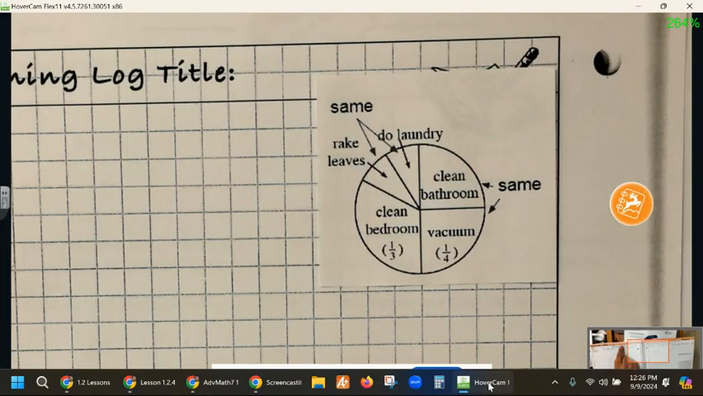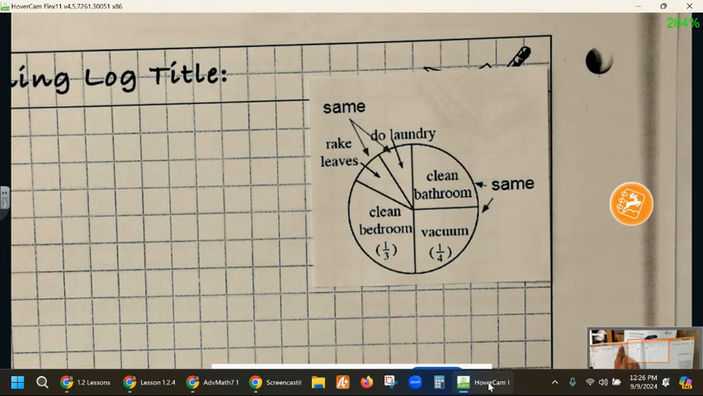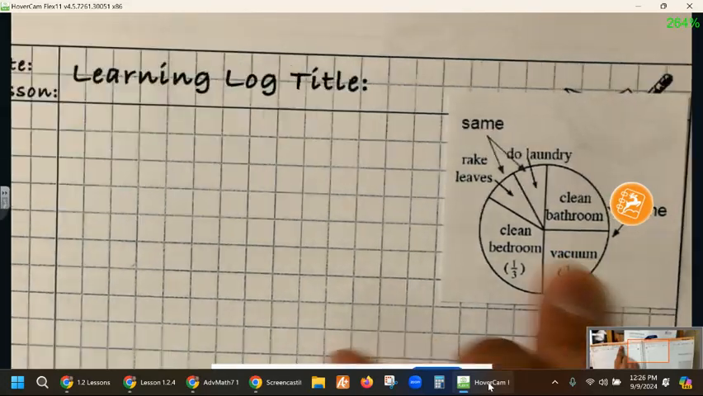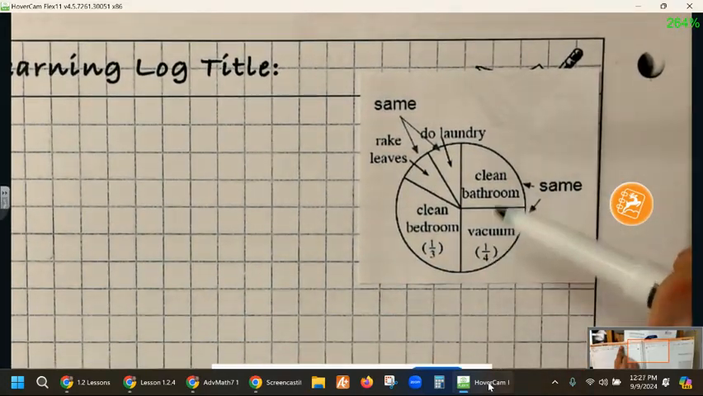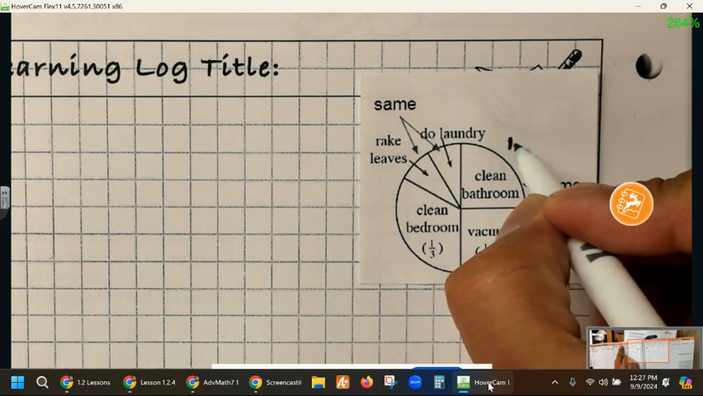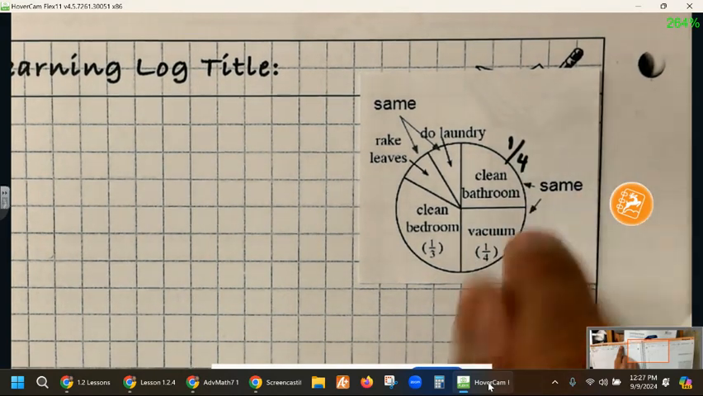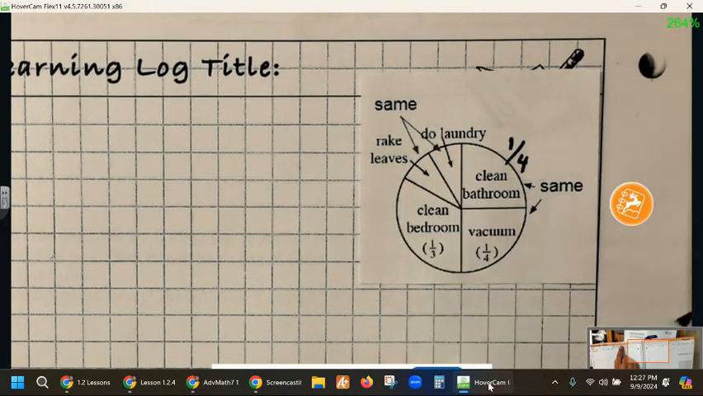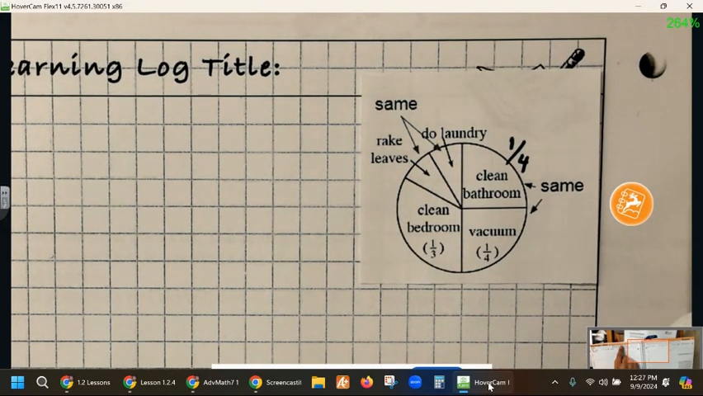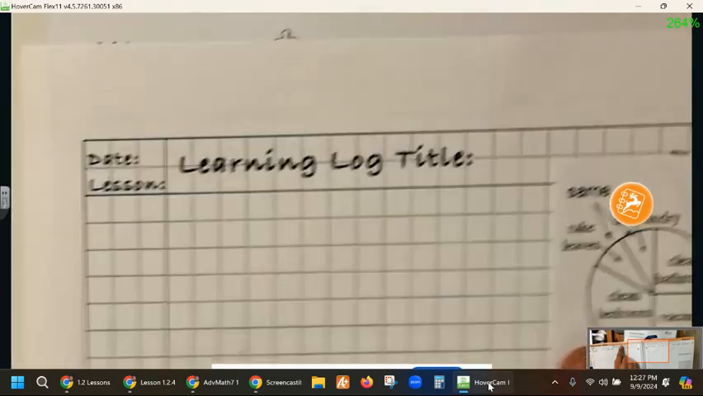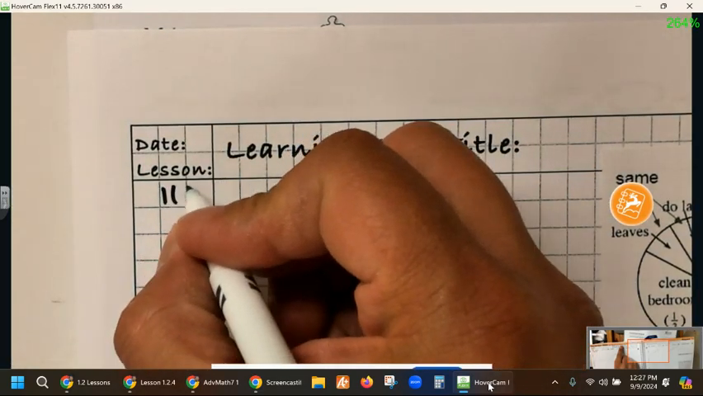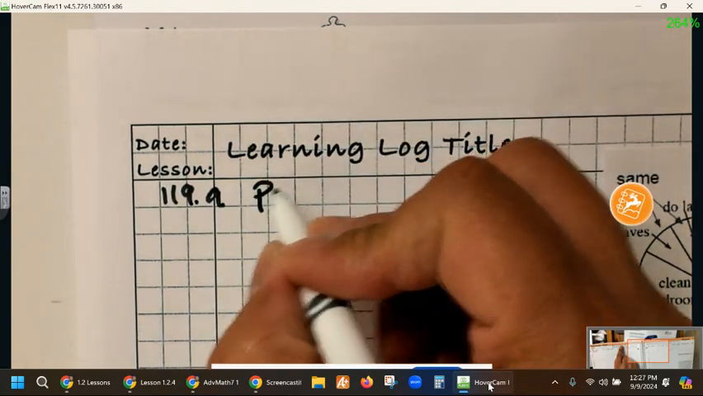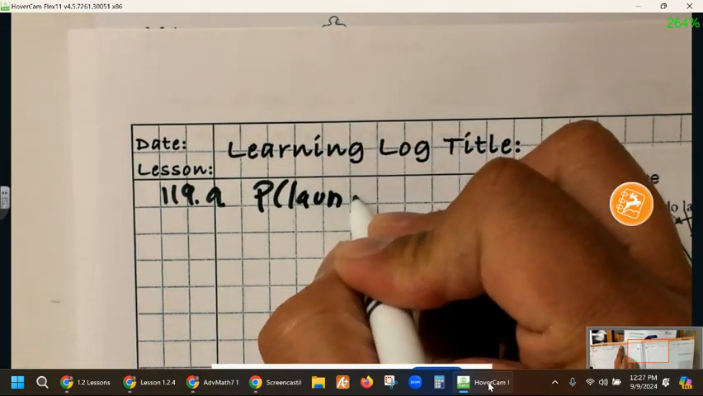So in our notes, let's go ahead and figure these out. So first we're going to figure out doing the laundry. So we know that vacuum and bathroom are the same, so that means that bathroom must also be 1/4. And then since clean the bedroom is 1/3, we have just this part missing. So how can we figure out what part is missing? Okay, so this is problem 119. For part A, what is the probability of landing on laundry?